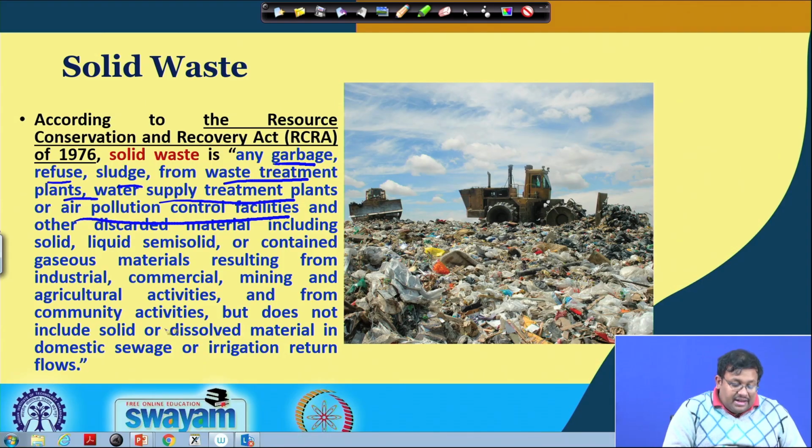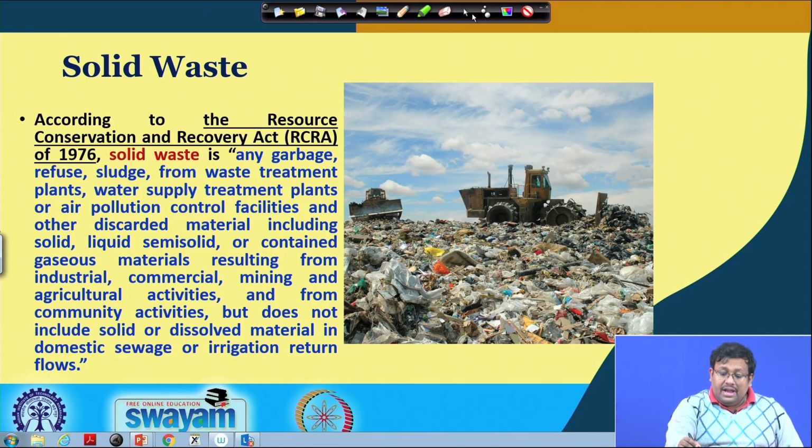semi-solid or contaminated gaseous materials that result from different types of industrial activity, commercial activities, mining, and different types of agricultural activities and also community activities. So, these are the major sources of solid waste. However, it does not include any solid or dissolved materials in domestic sewage as well as irrigation flows. So, these are not included in the definition of solid waste.